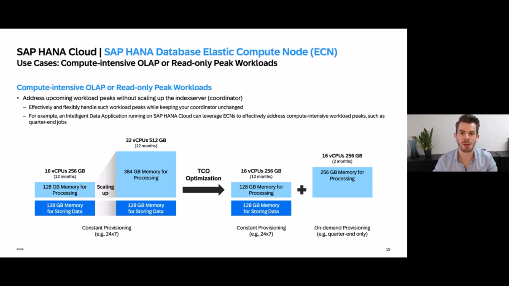In this case, it's a fairly long duration. Actually, we see 2 months of usage of an Elastic Compute node, where this still provides benefit over running a system for like 12 months at a permanent time.